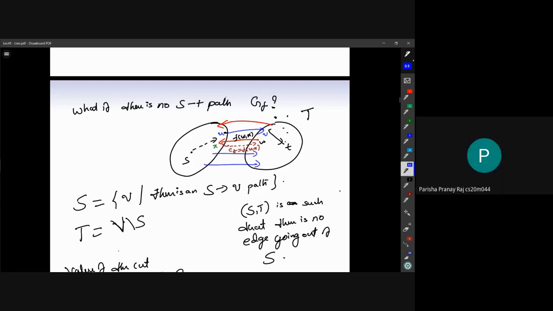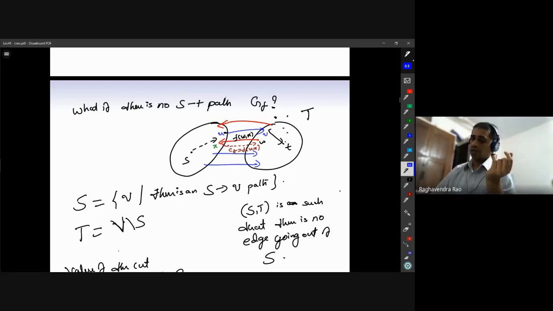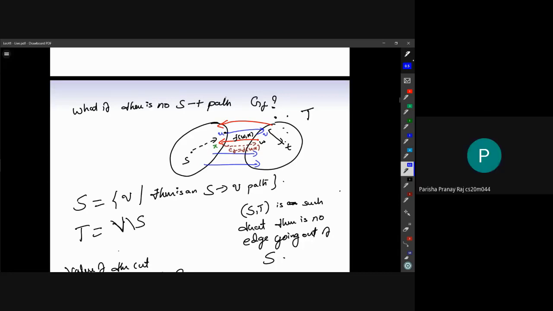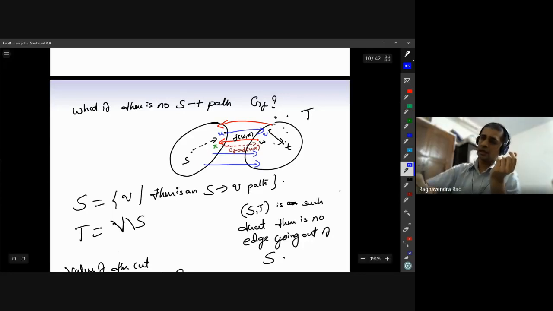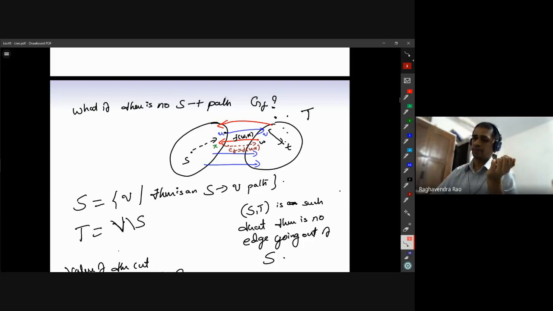Sir, like this red edge, is it in G or is it in GF? Both red and blue are in G. Okay. So this dotted line, whatever this color is, the darker color, that would have been an edge in GF. But we know that that edge does not exist. So that means the flow assignment here must have been 0. That's the only possibility.